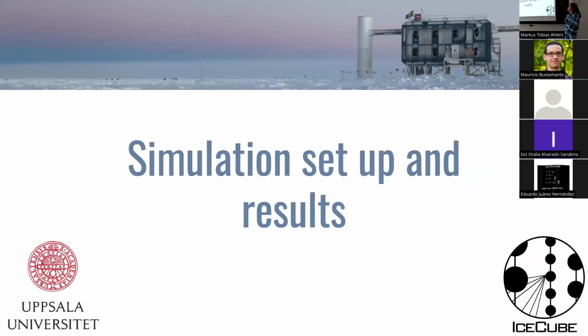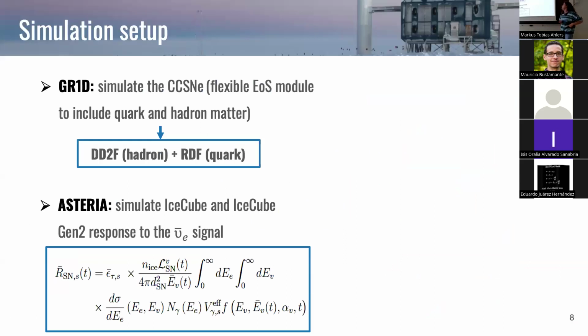So now let's see what happens when we simulate such a core collapse supernova and the detector configurations. First of all, Evan O'Connor at Stockholm University helped me to simulate this weird core collapse supernova, where we are including a flexible equation of state module, so we can have hadronic matter and also quark matter in the equations of state of the supernovae.